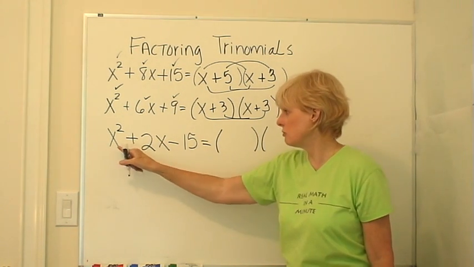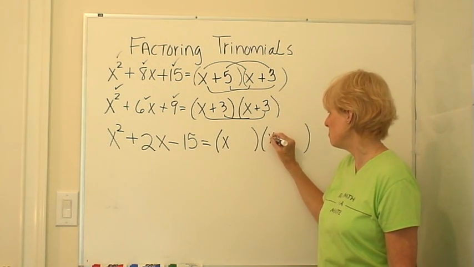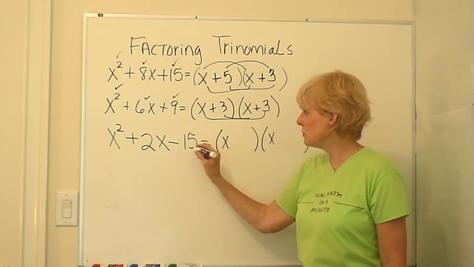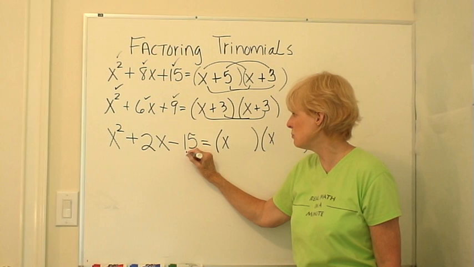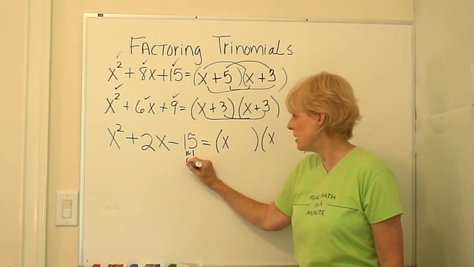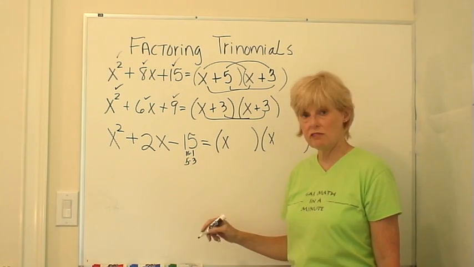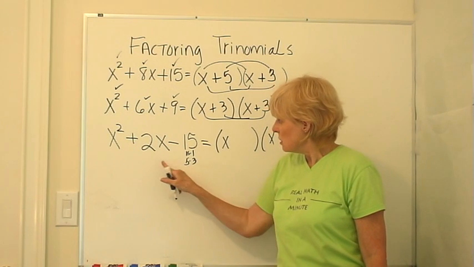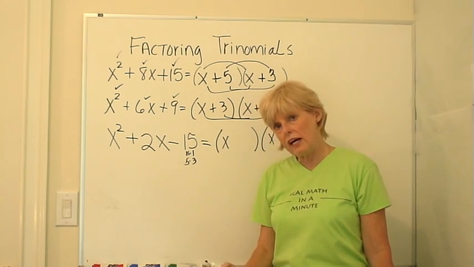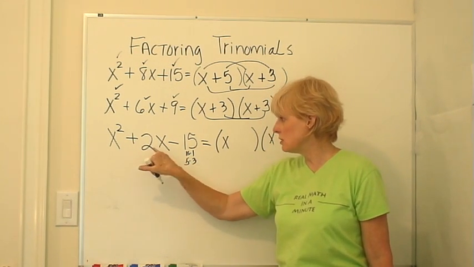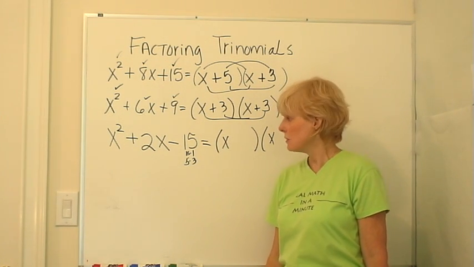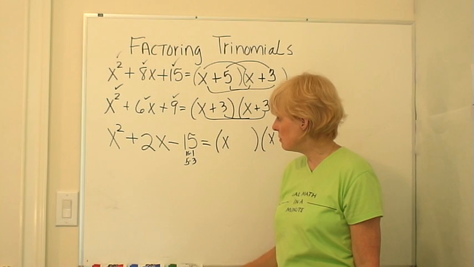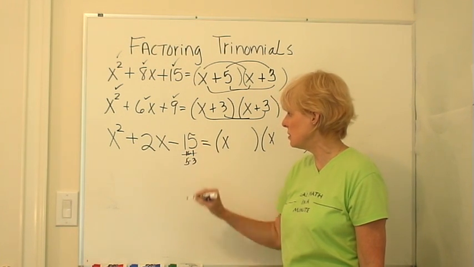We say, well, the x squared part is easy. That's x times x. Now here we go. Don't worry about the signs yet. 15 could be 15 times 1, or 5 times 3, and that's all. Now we're trying to either add or subtract this pair of numbers so that we get a 2. And we've got to get a positive 2, by the way. So I think it's pretty clear that you're not going to get a 2 out of 15 and 1.